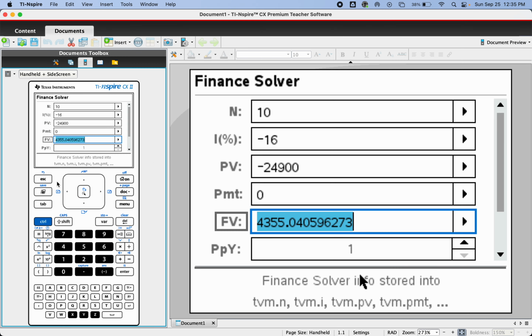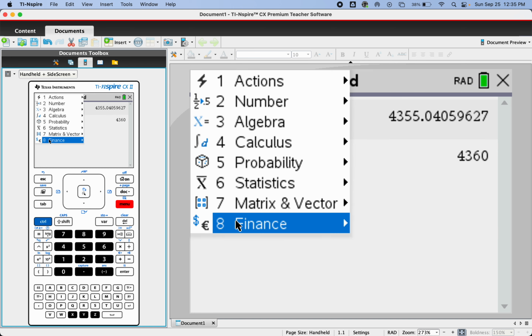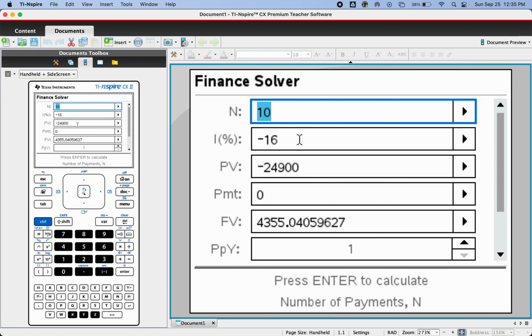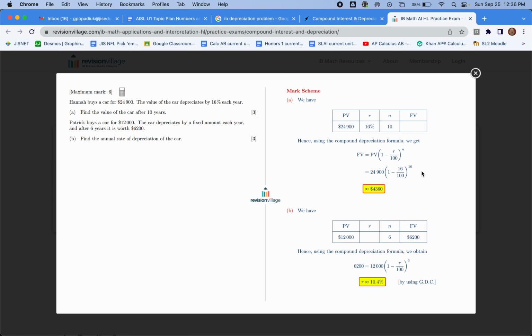I believe that's the same as what we got here. Yeah, 4355.04. So that's another way to do it. 10 years, negative 16%. In this case, the negative tells the solver that you're decreasing the value by 16% a year. The present value is still negative because we put in, we're paying that amount, and this is what we will get back. So we're losing a lot of value here over a 10-year period. And if we check the mark scheme here, there you go. 4360 is their answer.